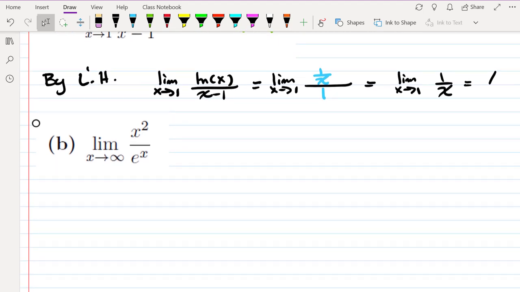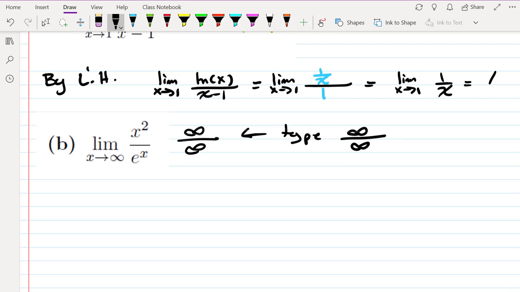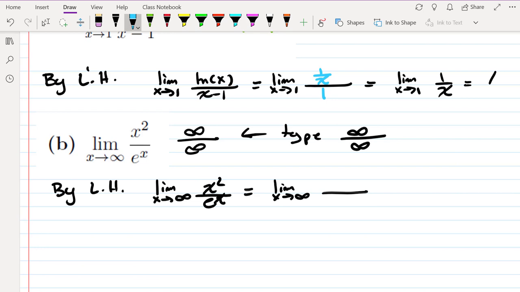So this time, as x goes to infinity, infinity times infinity gives us infinity squared, which is still infinity, and e to the infinity is infinity, so we have type infinity over infinity. So then, by L'Hopital's rule, once again, we get that the limit as x goes to infinity of x squared over e to the x is equal to the limit as x goes to infinity of 2x over e to the x, since the derivative of x squared is 2x and the derivative of e to the x is e to the x.